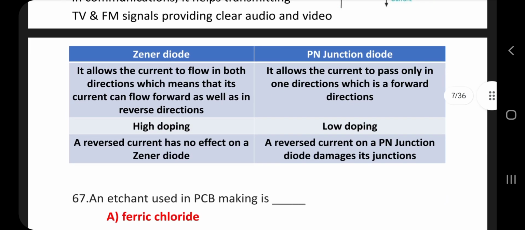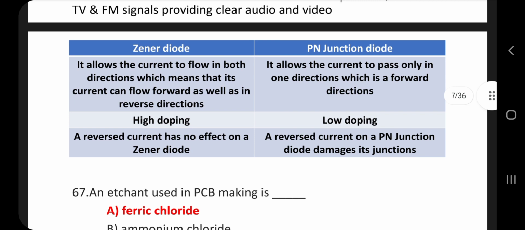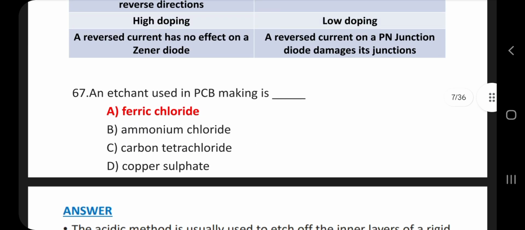Differences between Zener diode and PN junction diode. A Zener diode allows current to flow in both directions, which means its current can flow forward as well as in the reverse direction. A PN junction diode allows current to pass only in one direction, the forward direction. A Zener diode has high doping, while a PN junction diode has low doping. A reverse current has no effect on a Zener diode, but in a PN junction diode, a reverse current damages its junction.